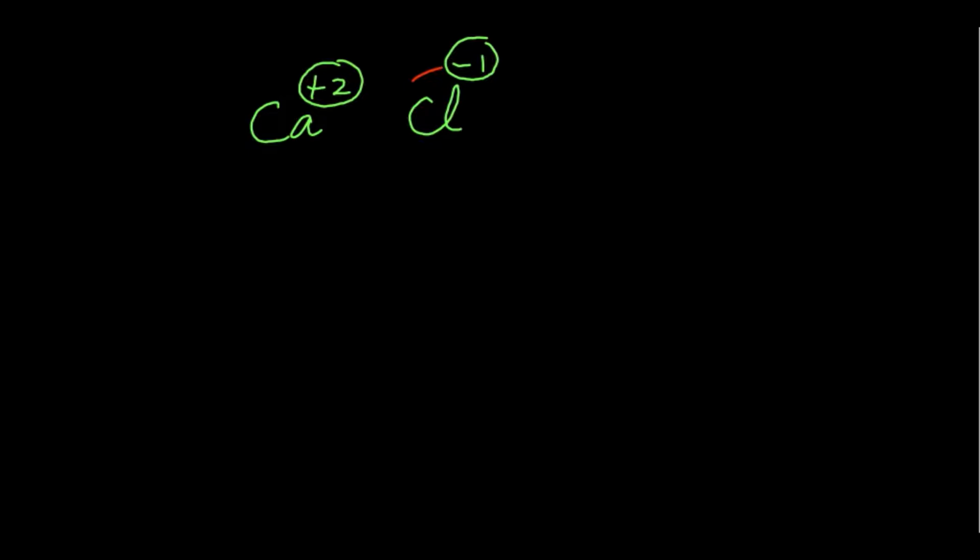That is, the valency of chloride is written here, while the valency of calcium is written here. So after crossing their valencies, we will see what the chemical formula of the compound is. CaCl2. This is the chemical formula of calcium chloride.